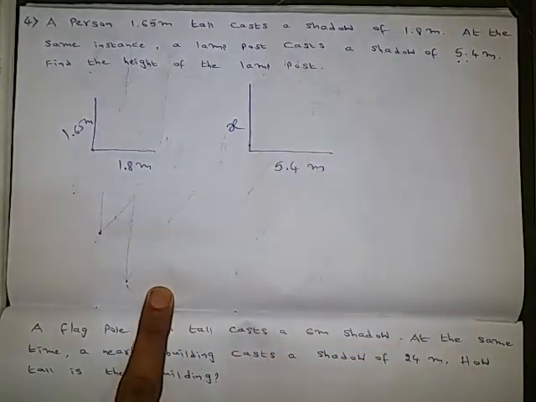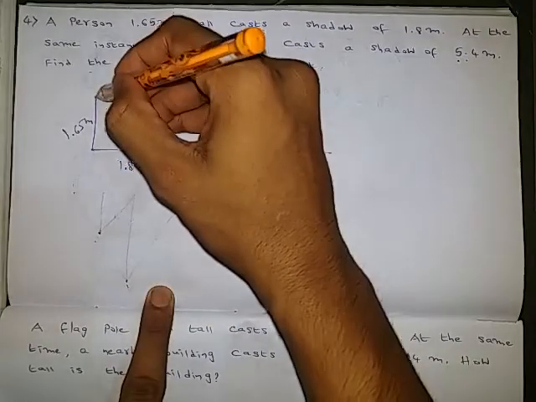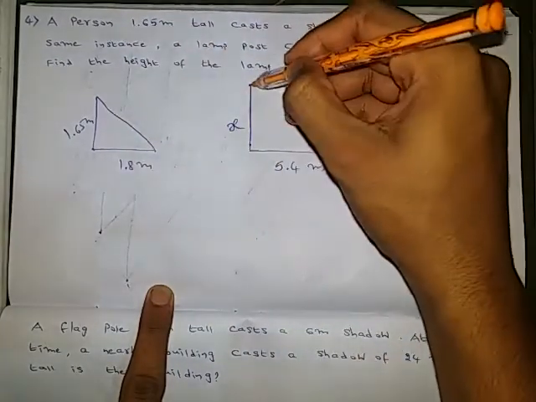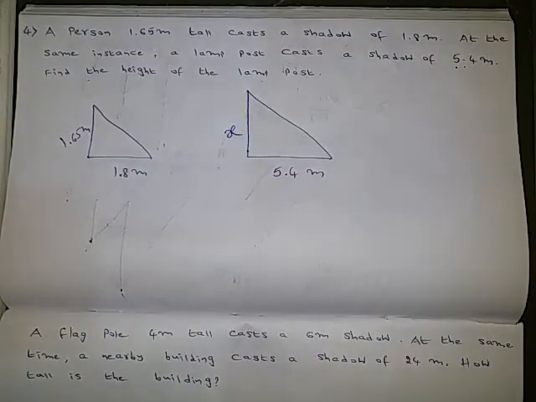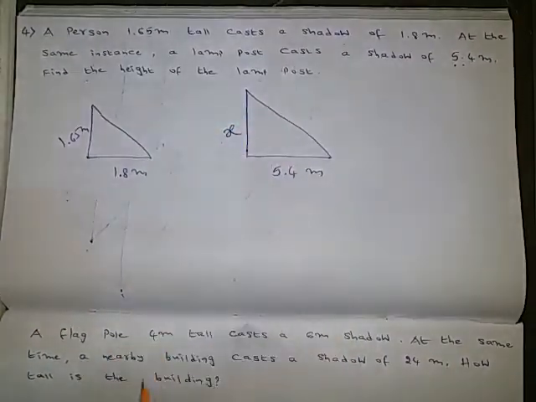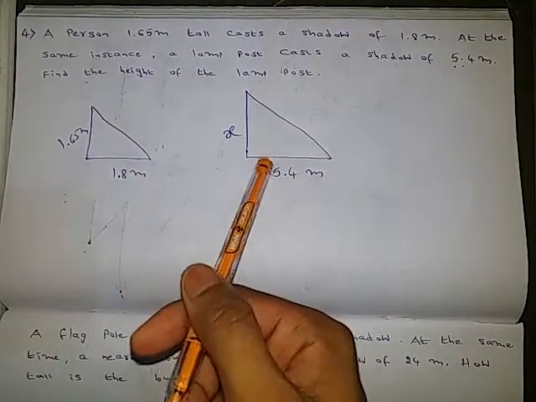This lamp post height we need to find out. So I am joining these two edges. Here also I am joining these two. So now we got two right angle triangles. So how do we say these two are similar?